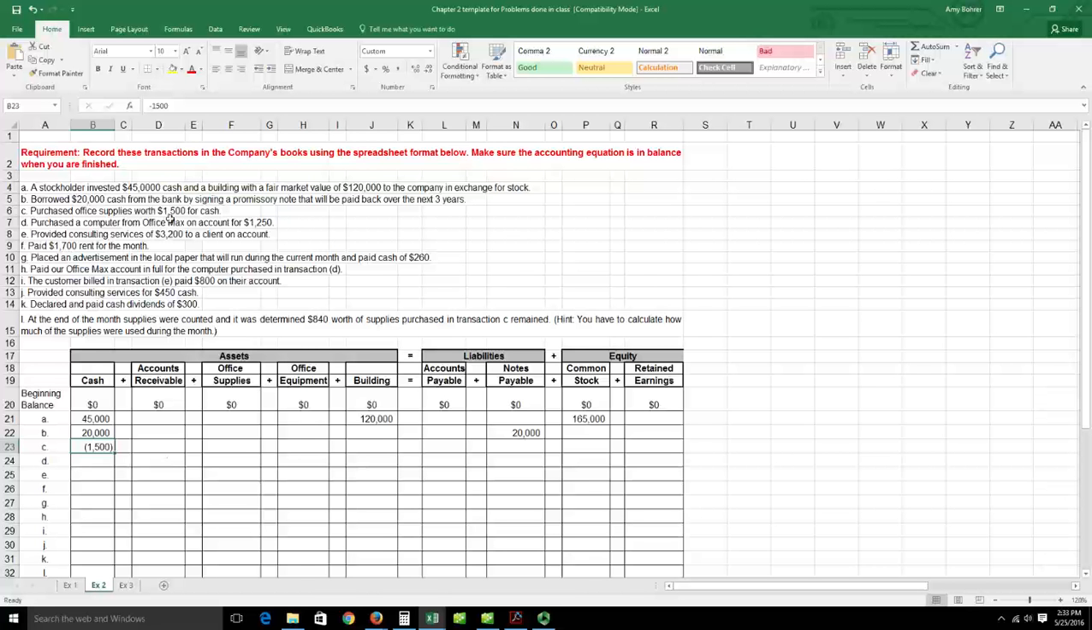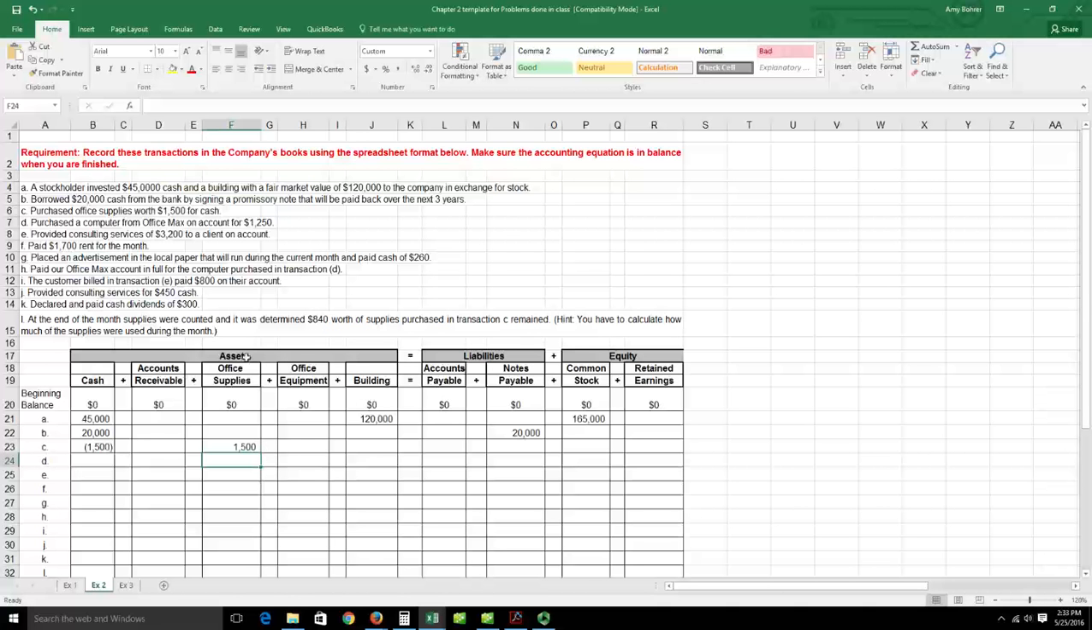And then we purchased office supplies. So our office supplies are an asset. We'll eventually use those, but at first, when we first buy them, they're assets to the company. They sit there and they're ready to be used. They're something that the company owns. And so I have one asset that's going up and one asset that's going down.